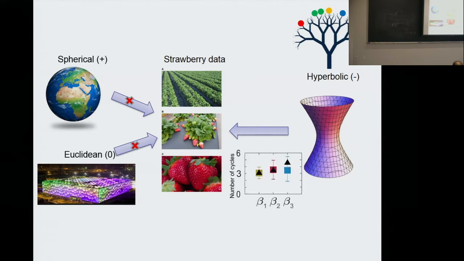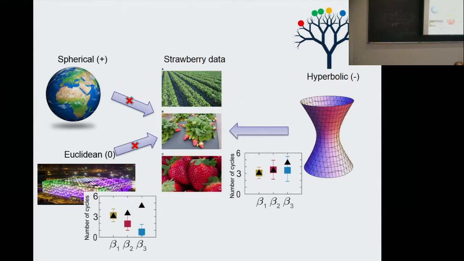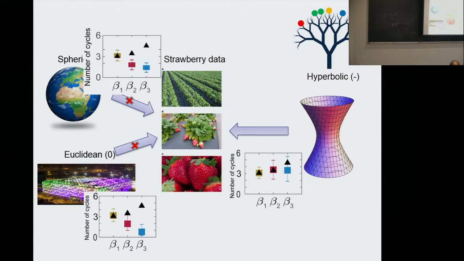So when we compare it to the data, this is the graph that I showed on the previous slide. We see that the data from strawberries, shown as triangles, corresponds with Betti numbers in first, second, and third order. If we take the same data points and try to optimize the dimensionality of the Euclidean space, then we can't match the data. The same thing is true, for example, for two-dimensional spherical space, optimizing curvature. This model has one extra parameter because we optimize both dimensionality and curvature, compared to Euclidean space where we optimize only dimension.